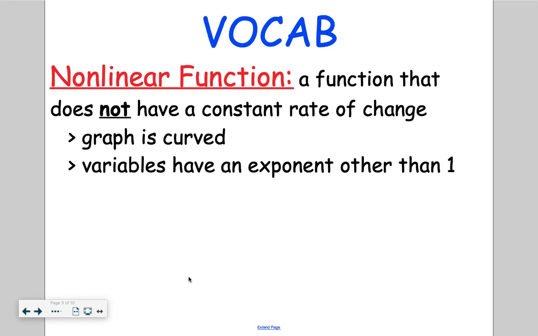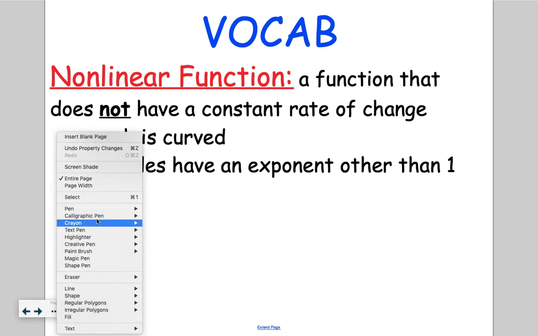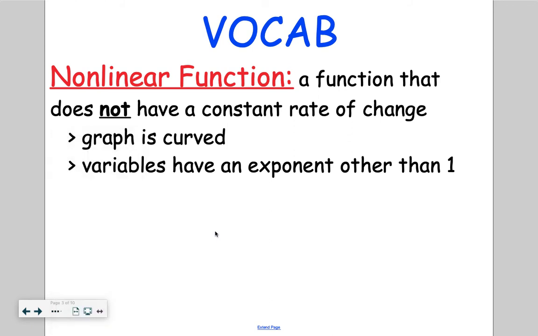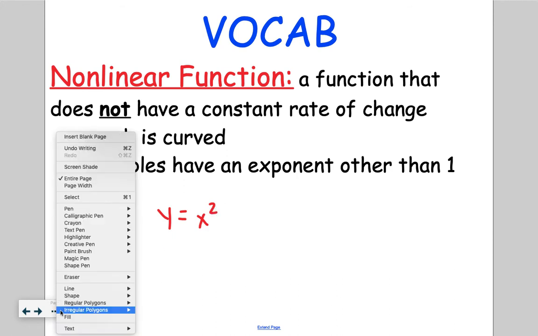So a nonlinear function does not have a constant rate of change, which is what we just discussed on that last slide. The graph is going to be curved, and if there's a variable in the equation, it's going to have an exponent other than the number 1. So for example, the equation for a nonlinear graph might be y equals x to the second power. So there's something other than 1 in the exponent.